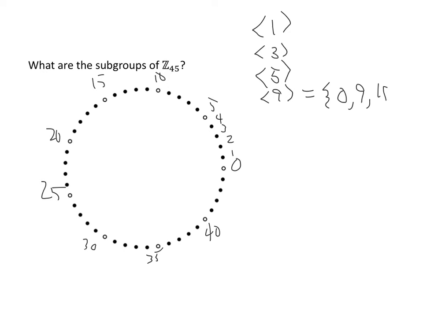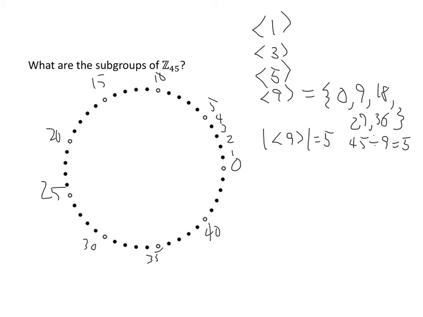9 plus 9 would give me 18. 18 plus 9 would give me 27. 27 plus 9 would give me 36. And then that is the last element in that cyclic subgroup. Observe that the order of the cyclic subgroup generated by 9 is 5. Also note that 45 divided by 9 is 5. What that means is if I want a cyclic subgroup of order 5, that is, that has 5 elements in it, I need to divide 45 by 5 to find out what element generates that.